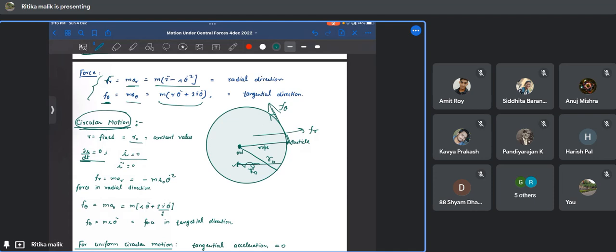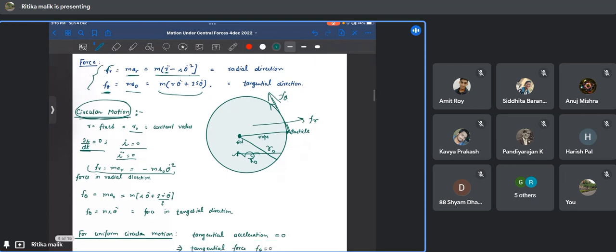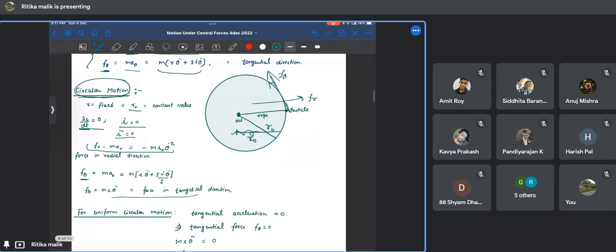So if you put r dot and r double dot, both terms zero, in these two equations, then this will become your radial force, m r naught theta dot square, and this will become your tangential force.